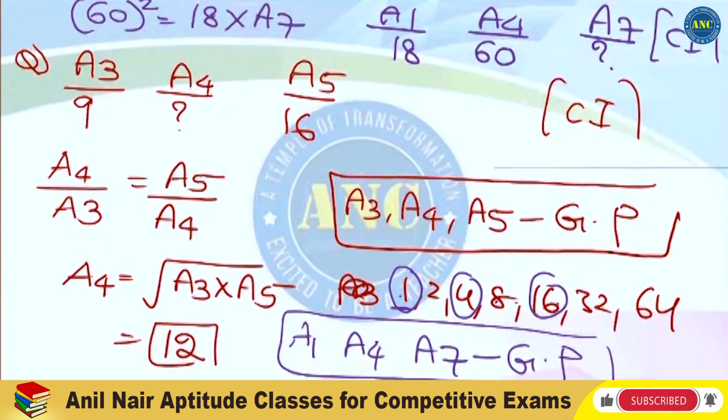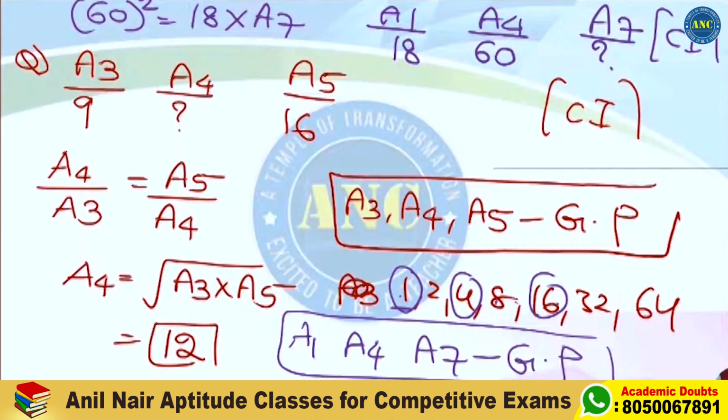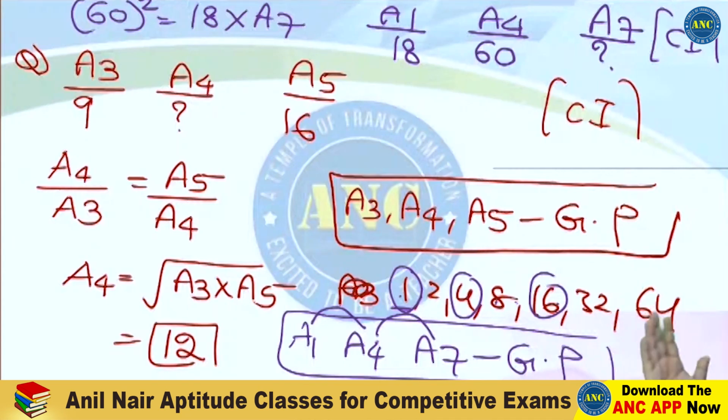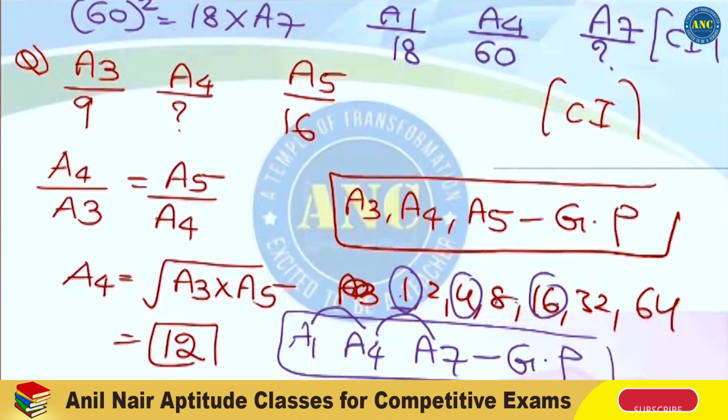Is this concept clear to you? Kindly reply in the live chat. Why simple interest is behaving like an arithmetic progression, and why compound interest is behaving like a geometric progression. Not only the consecutive amounts, right? A1, A4, A7, A1, A5, A9, A1, A10, A19, all are in geometric progression, right?